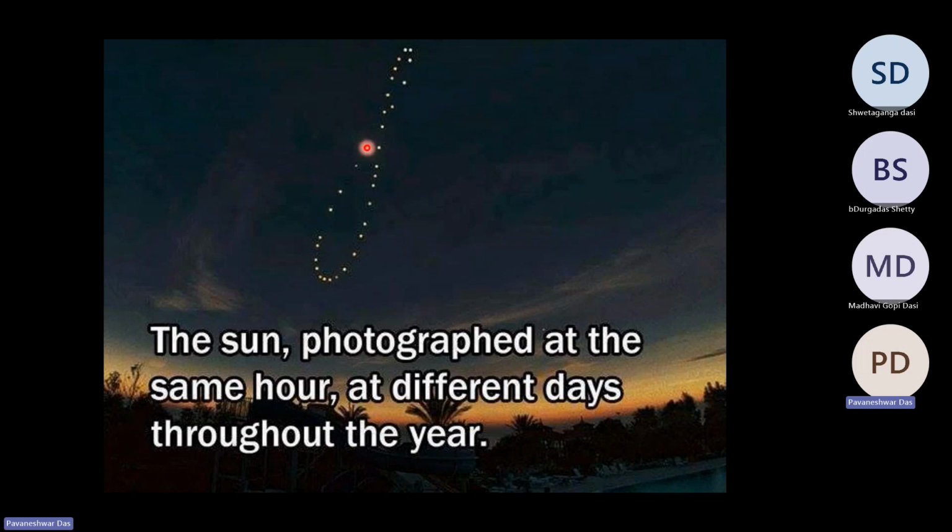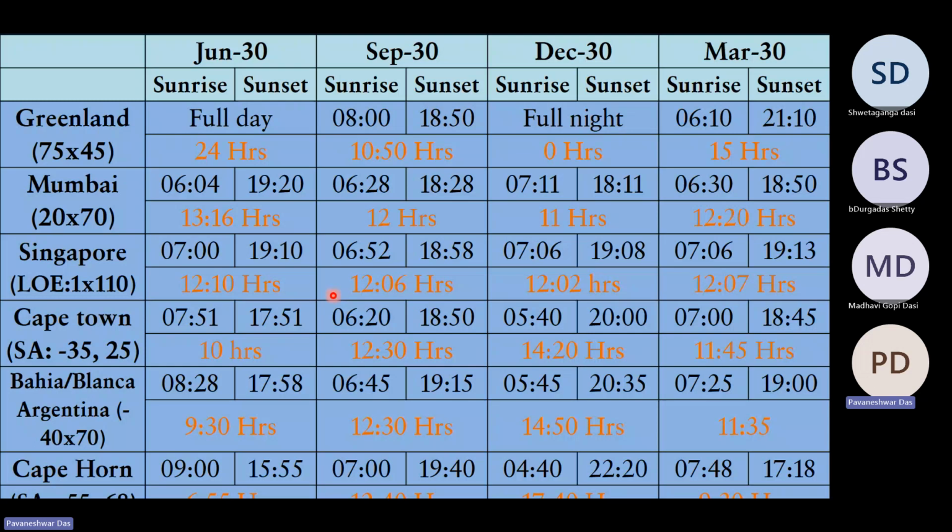If you capture over a period of 1 year the position of the sun every day, rising and setting, it comes to be like an 8. It is called analemma. So whatever 8 I showed now, the same 8 is here. Modern science calls it the analemma effect. So here you can see some details.